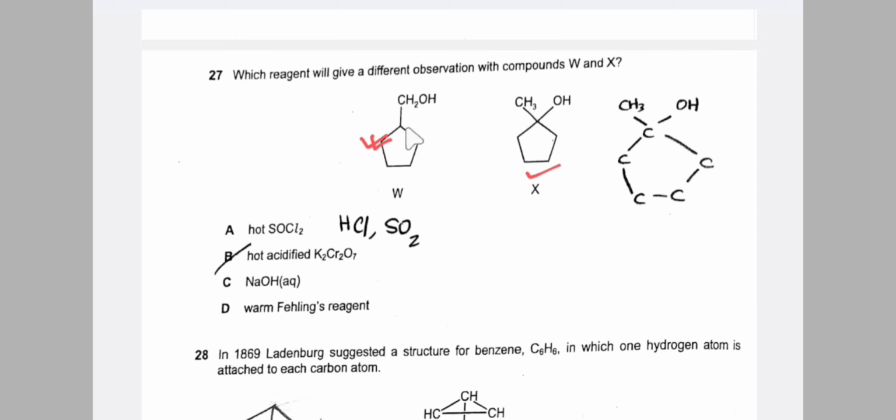Primary alcohol can be oxidized, while tertiary alcohol cannot be oxidized. So we need to find an oxidizing agent, that is hot acidified K2Cr2O7. This is an oxidizing agent that causes the oxidation of primary alcohol, but tertiary alcohols are not oxidized. Therefore, the answer is B.